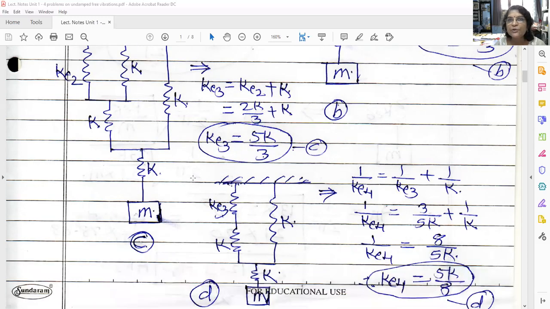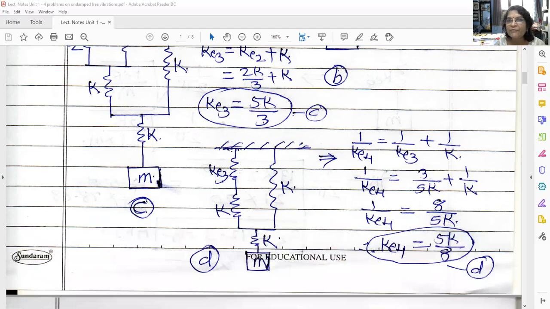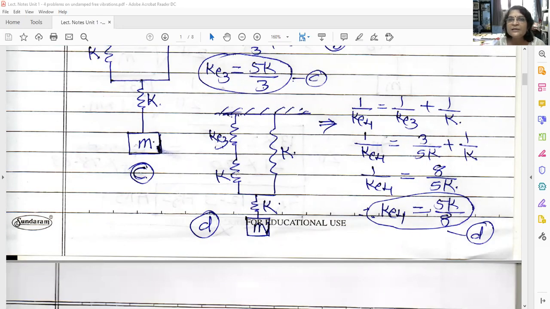Okay. So look here. This is Ke3, which is connected to K in series. Okay. So what will be my next step? To combine these two springs which are connected in series. So how to find out their equivalent stiffness? 1 upon Ke4 is equal to 1 upon Ke3 plus 1 upon K. Putting the value of Ke3, 3 upon 5K plus 1 upon K. I will get Ke4 is equal to 5K upon 8. So in the next diagram, I will replace these two springs by Ke4.